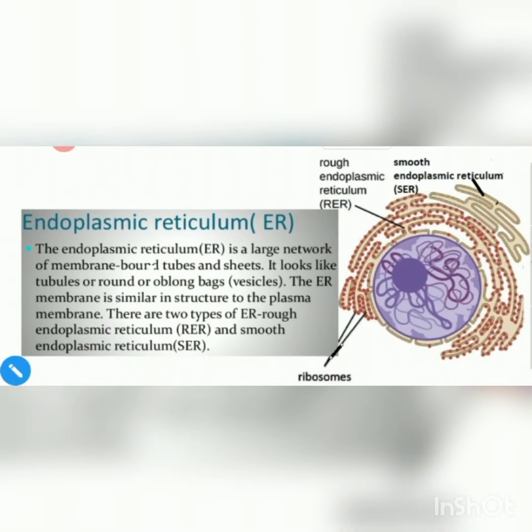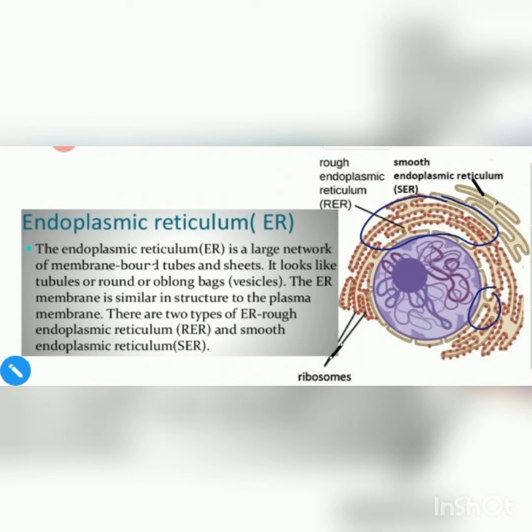So, as I already told you, the endoplasmic reticulum is made of tubes and sheets. You can see here it is made of tubes and sheets. And the endoplasmic reticulum is connected to the outer membrane of the nuclear envelope. That is the nuclear membrane, the outer membrane of the nuclear envelope.